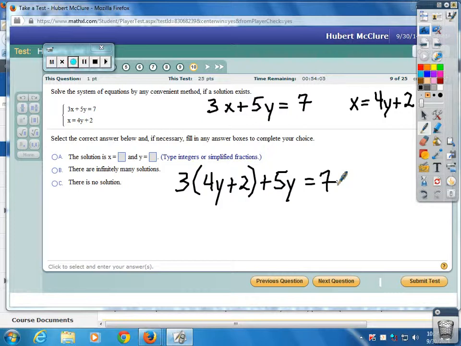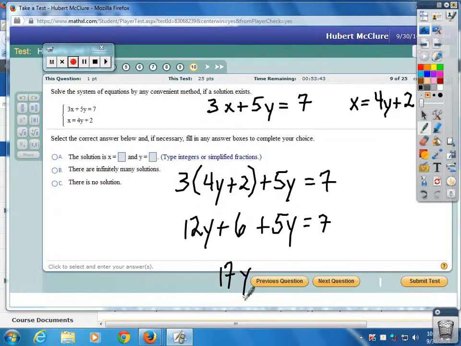And when you distribute the 3 times 4y plus 2, what do you get? 12y plus what? 6 plus 5y is equal to 7. And what's 12y plus 5y? Minus 6. Y is equal to what? Y is equal to 1 over 17.